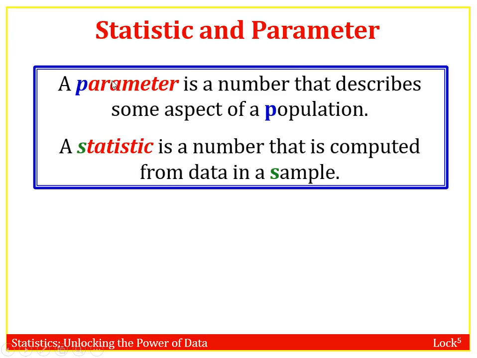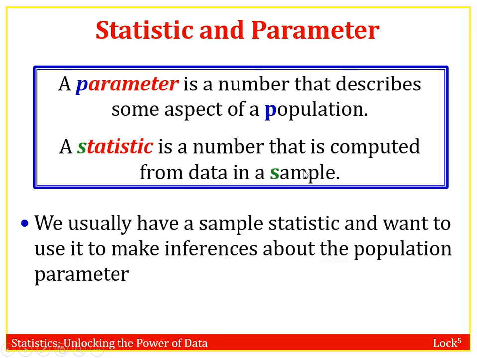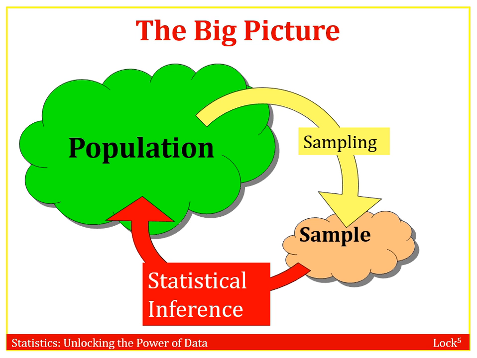Now, a parameter is a number describing our population. Parameter begins with P, population begins with P. A statistic is a number that is computed from our sample. Statistic begins with S and it comes from our sample, which begins with S. We usually have a sample statistic and we want to make an inference about the population parameter. We're using our information about our sample to make a prediction about the population. So population deals with parameters, samples deal with statistics.